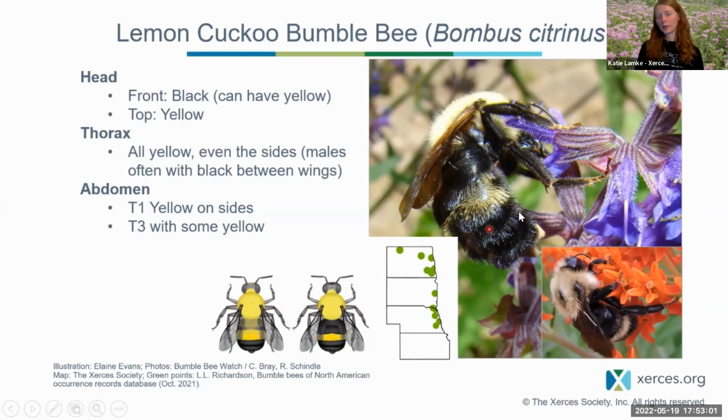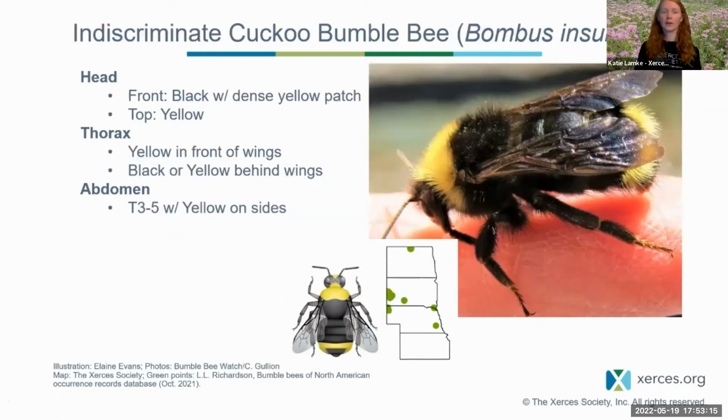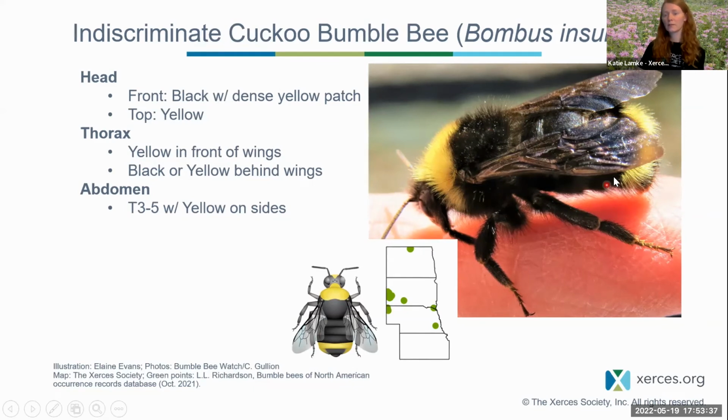Again, these bees will look like they're balding. Their hair is a lot more sparse than regular bumblebees, and you can also check out the hind leg to see if it has that pollen basket or not. Cuckoo bumblebees will not have a pollen basket. And we have the indiscriminate cuckoo bumblebee, Bombus insularis. You can see that this one is definitely showing that balding, sparse hair look of the cuckoo bumblebees. The front of its thorax will have this nice yellow band here, and then most of the bee will be black until you get down to T3 or T5 that could have some yellow along the sides here.